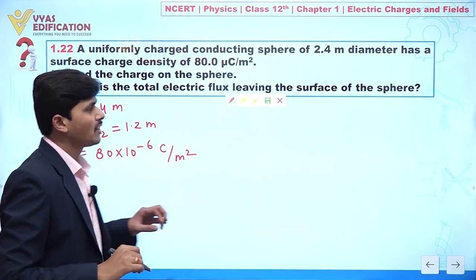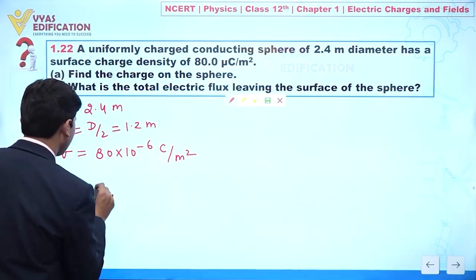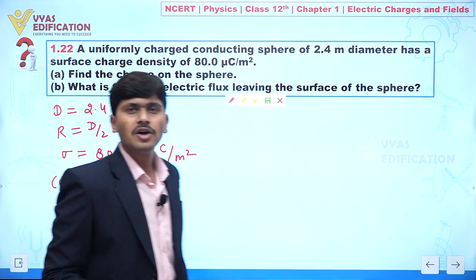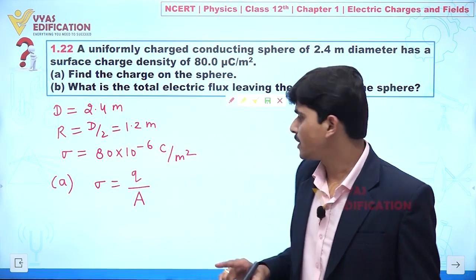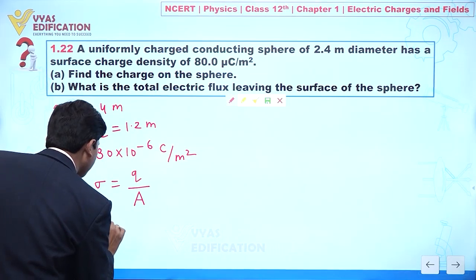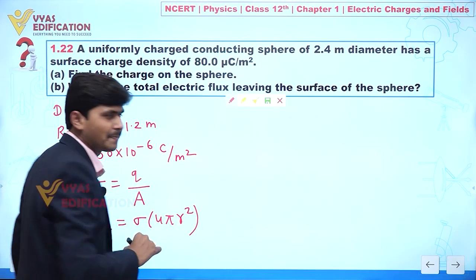Part A: our objective in this question is to calculate the total charge on the sphere. So we can say sigma is equal to charge per unit area. Always remember, surface charge density means charge per unit surface area. So how can we calculate charge? Q is sigma times 4 pi r square.